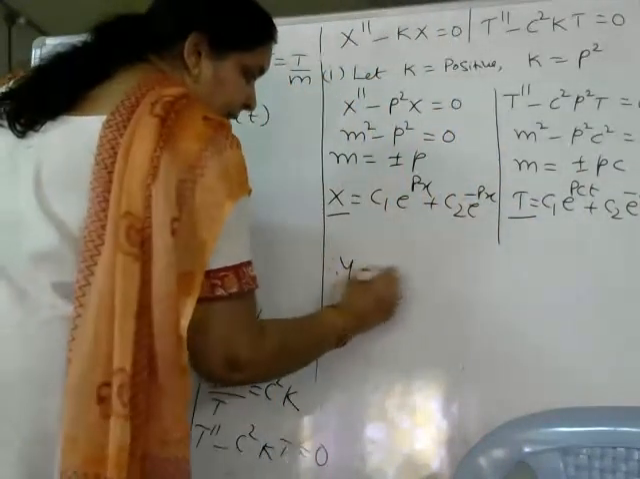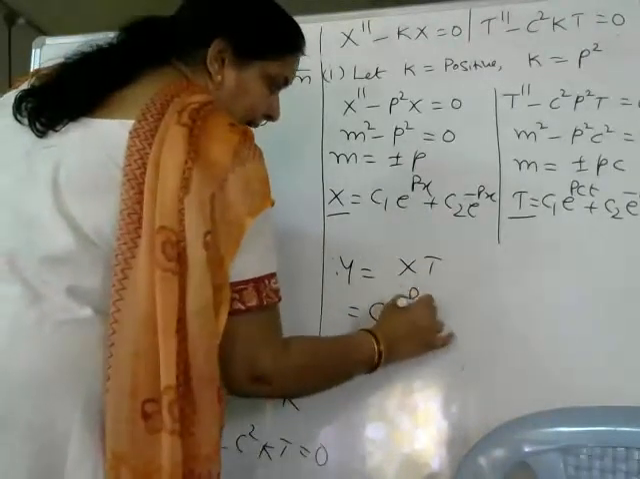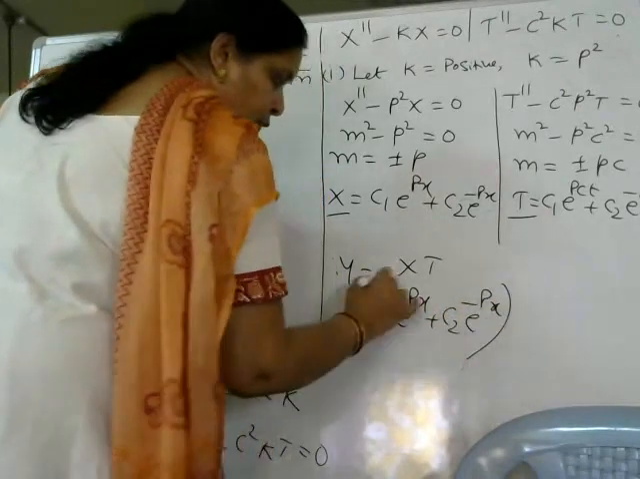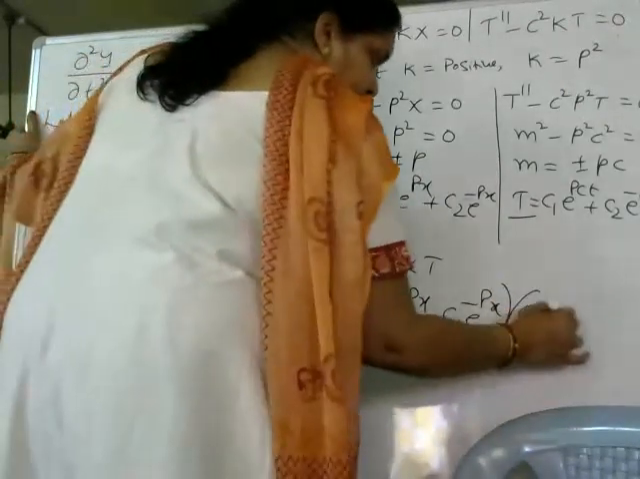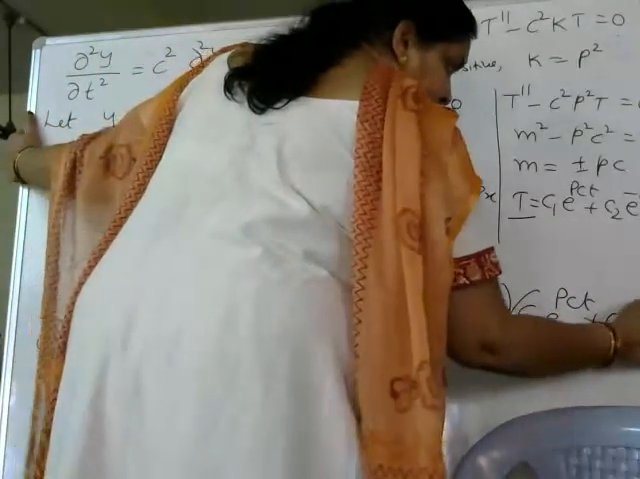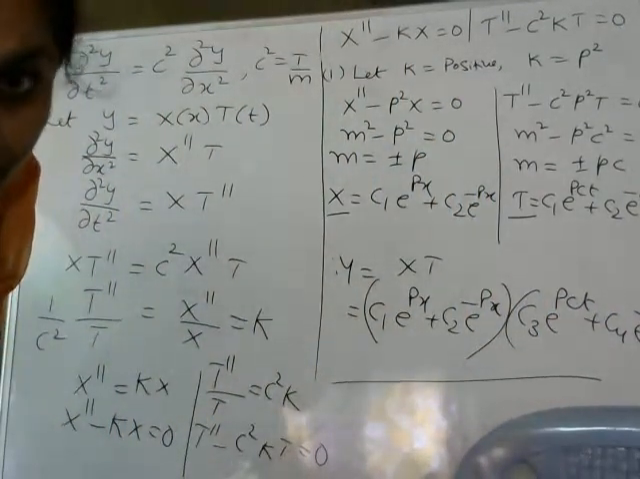How will the equation of y be? Actually, we have y is equal to xt, which is (c1 e^(px) plus c2 e^(-px)) into (c3 e^(pct) plus c4 e^(-pct)). I hope you understood the first case, for taking k as a positive value.